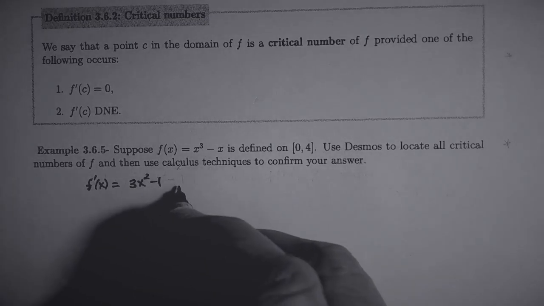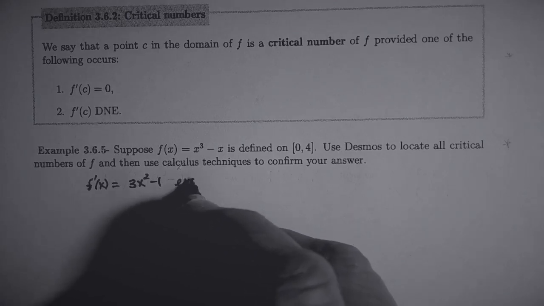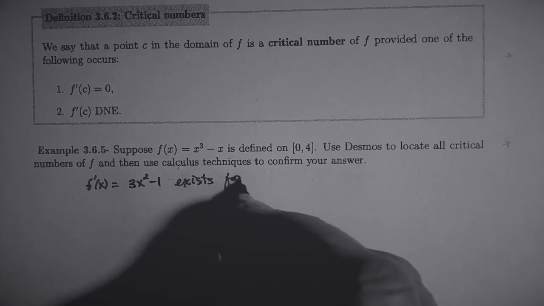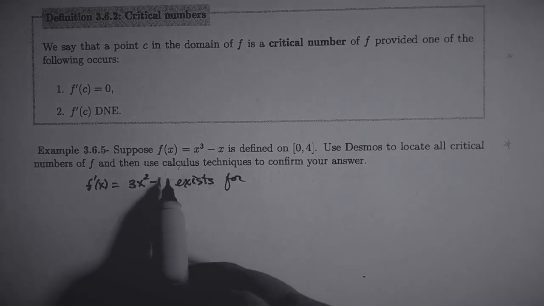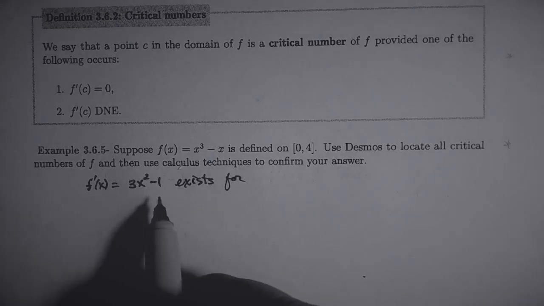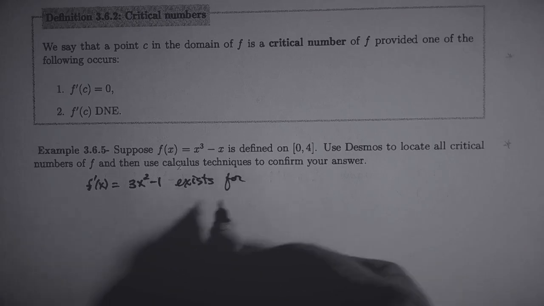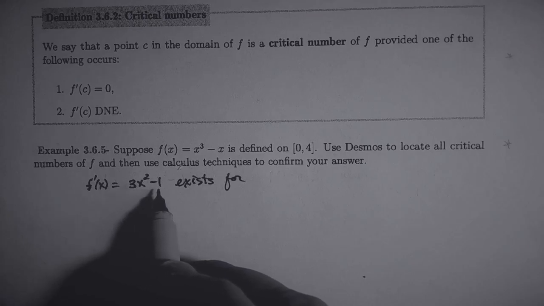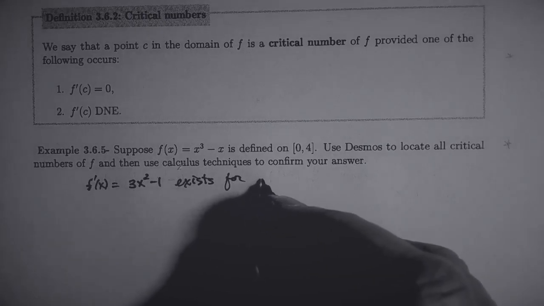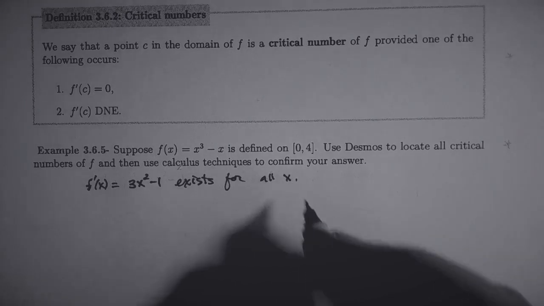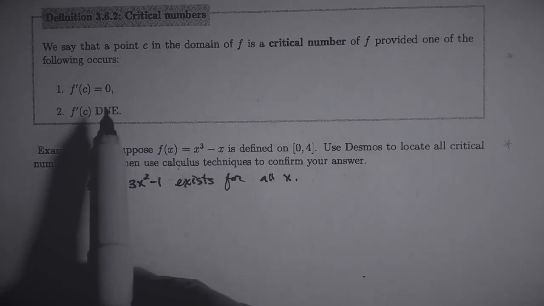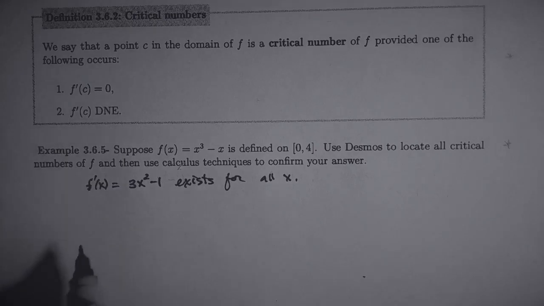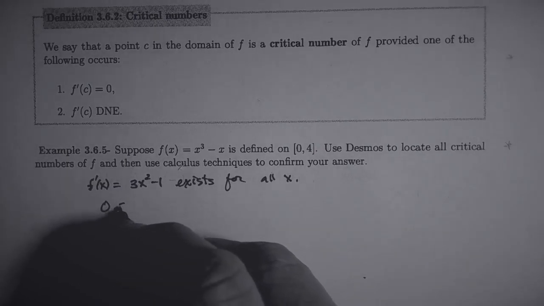So the first thing to notice is this exists for all real numbers x. It has no denominator that could be 0. It's got no radical whose radicand might be negative. I can take any real number and square it, multiply the result by 3, subtract 1 from that. So there are no critical numbers of the kind where the derivative doesn't exist. So let's see if there's a place where the derivative equals 0.